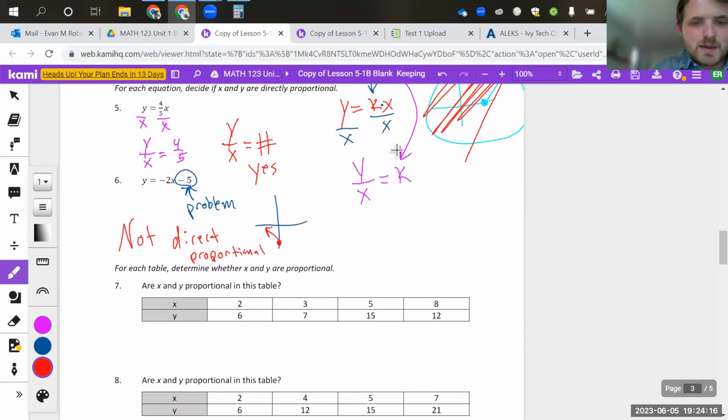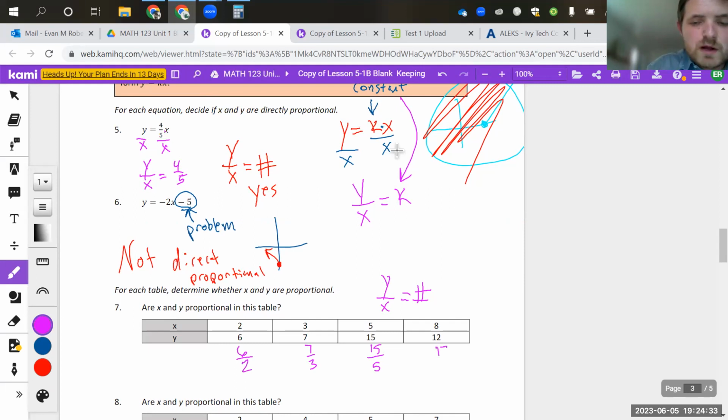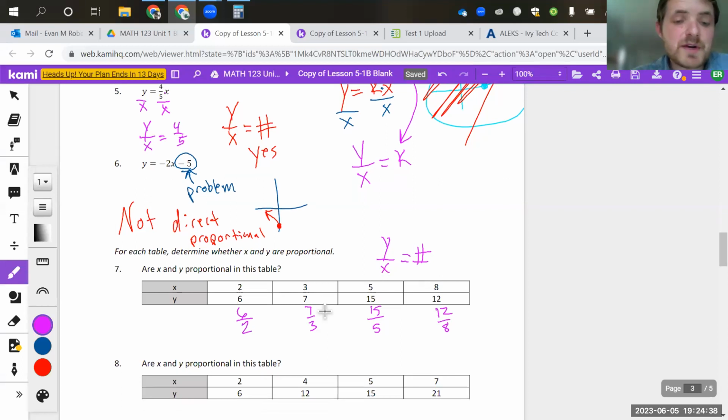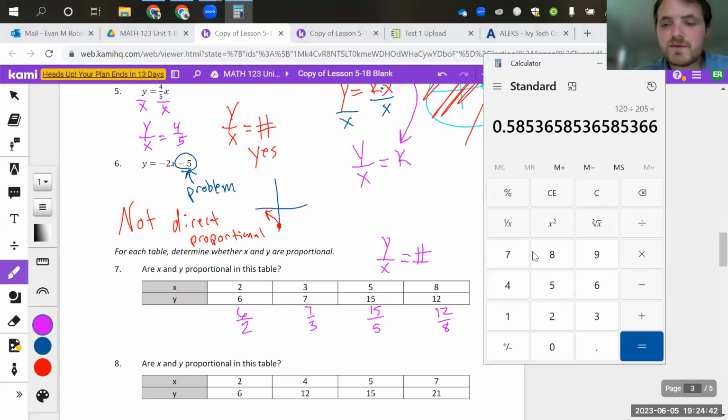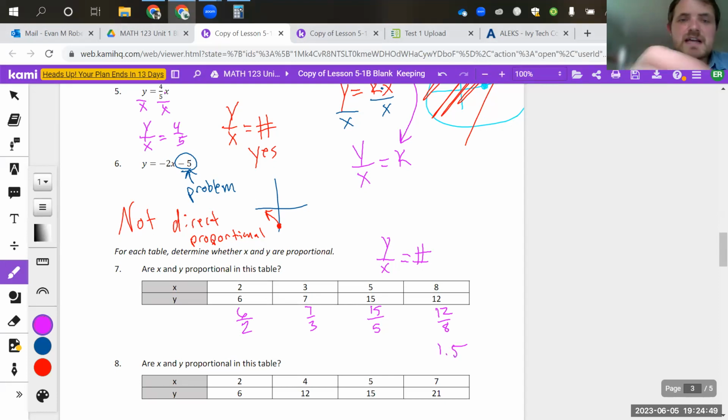And so essentially, if I've been saying that y over x has to equal a number, and I have this table here, I should be able to take y over x, so 6 over 2, 7 over 3, 15 over 5, and 12 over 8, and get the same number each time, and that would make it directly proportional. And so if I just start from the right, if I do 12 over 8, I get 1.5. So if I get 1.5 every single time, then I'm good.